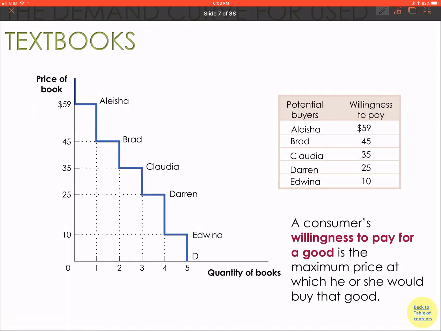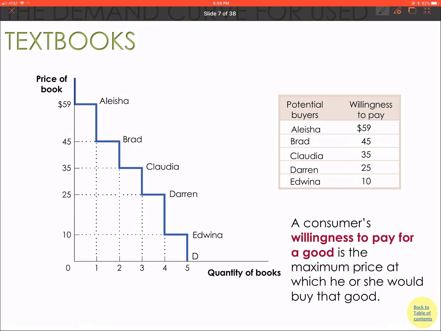Some examples. Alicia's willing to pay $59 for a book. Brad is willing to pay $45. Claudia less. Darren less. Edwina less. How much consumer surplus is generated? Well, it's going to depend upon the price of the book.